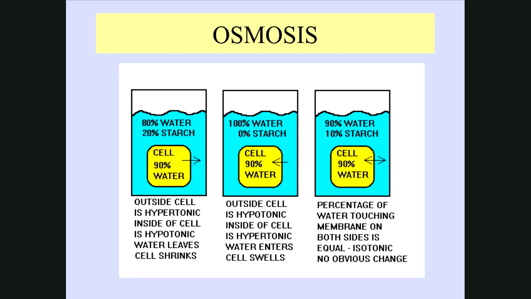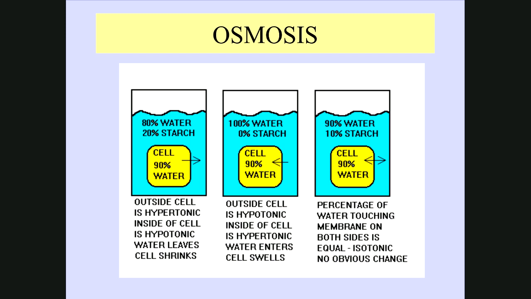The side of the cell membrane that has a higher percentage of water, that's the hypotonic side. The side that has the lower percentage of water is the hypertonic side. So water always goes from where there's more to where there's less, so it goes from hypo to hyper.